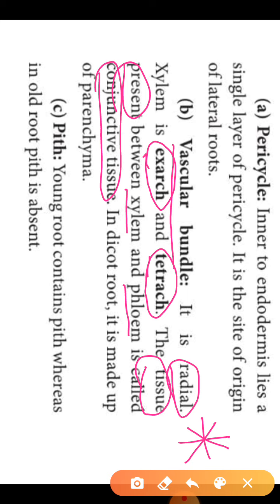In dicot root, vascular bundle is formed of parenchyma. This is one mark, my dear. Note it. In dicot root, it is made up of parenchyma cell. So come to the point. Vascular bundle is radial, xylem exarch and tetrarch. Between xylem and phloem, many tissues were present. Those tissues are called conjunctive tissues.